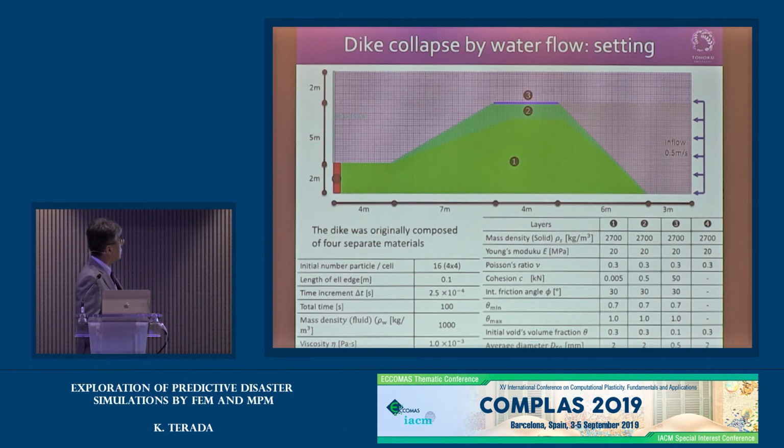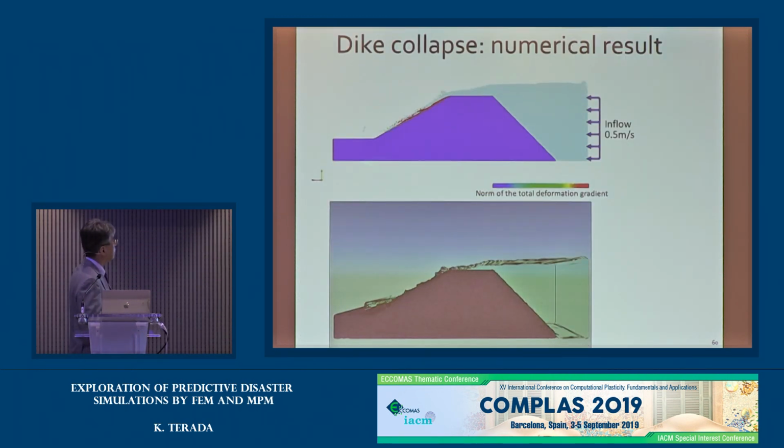Then let me show you the last example, that is the dike collapse by water flow. This is the setting. Here is the dike we are concerned with. This dike is composed of 4 materials here. These are the material parameters we assumed. This region is filled with water initially, and we have an inflow velocity of 0.5 meter per second. This is actually a 3-dimensional simulation, but the result is the side view.